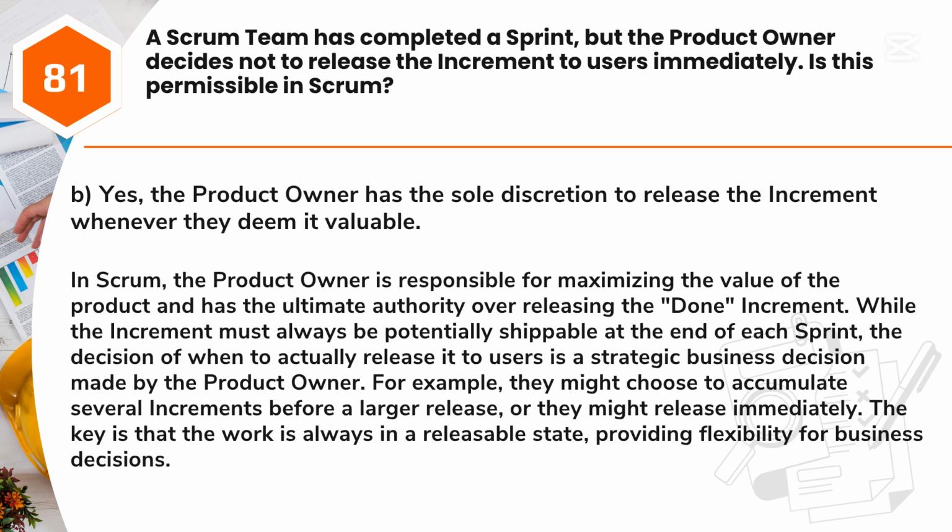Answer. B. Yes, the product owner has the sole discretion to release the increment whenever they deem it valuable. In Scrum, the product owner is responsible for maximizing the value of the product and has the ultimate authority over releasing the done increment. While the increment must always be potentially shippable at the end of each sprint, the decision of when to actually release it to users is a strategic business decision made by the product owner. For example, they might choose to accumulate several increments before a larger release, or they might release immediately. The key is that the work is always in a releasable state, providing flexibility for business decisions.